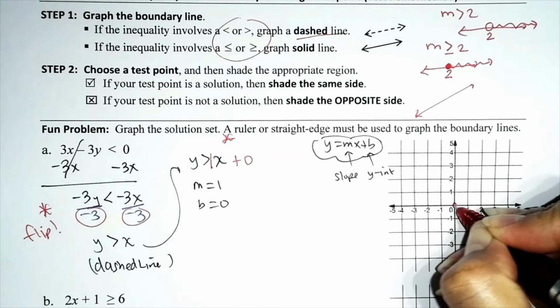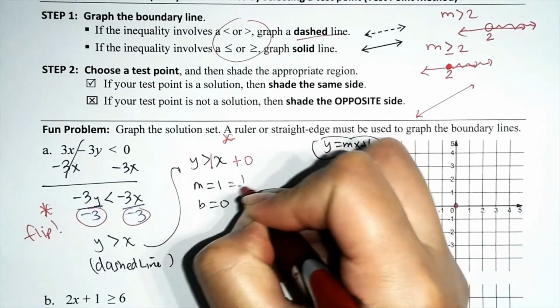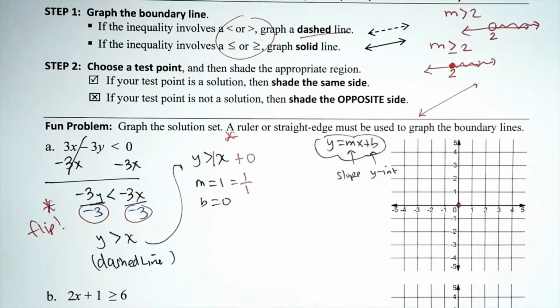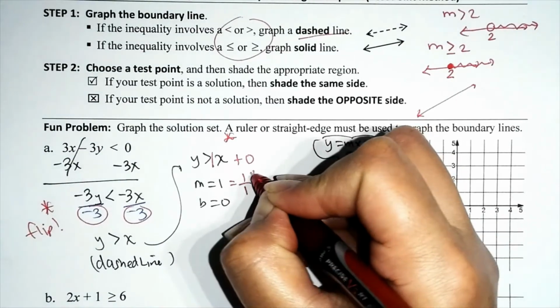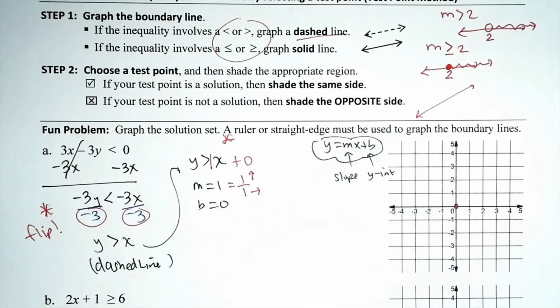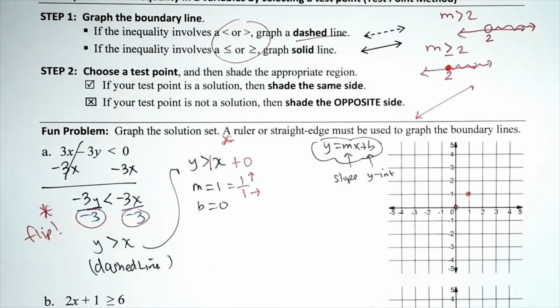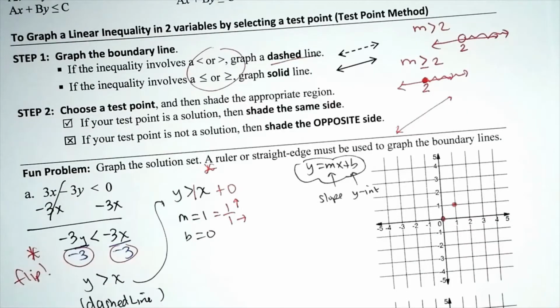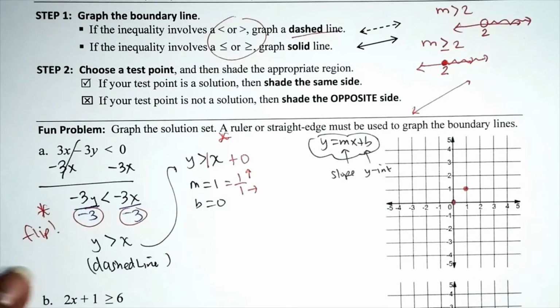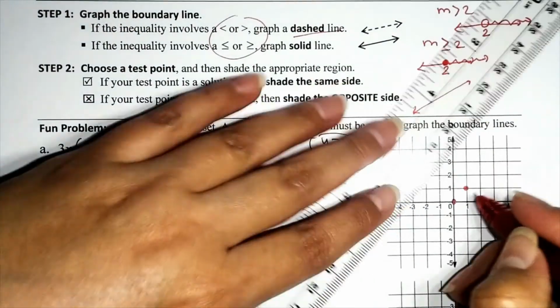We apply the slope, which is 1. If need be, go ahead, write it as the quotient of 1 over 1. Then with confidence, we're like, oh yeah, rise is 1, run is 1. So we go up 1, 1 to the right, up 1, 1 to the right. We have already established that none of the points on the boundary line are part of the solution. So hence we do a dashed line.